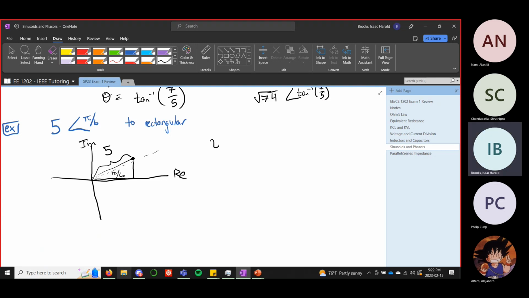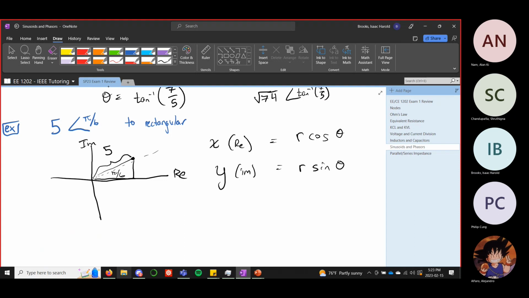So the x coordinate, or the real coordinate, is r times the cosine of your theta. And the y, or the imaginary, is r times the sine of your angle. So if we're writing this in rectangular coordinates, we could say our x coordinate, or our real coordinate, is 5 times the cosine of pi over 6. Our y-coordinate is 5 times the sine of pi over 6.